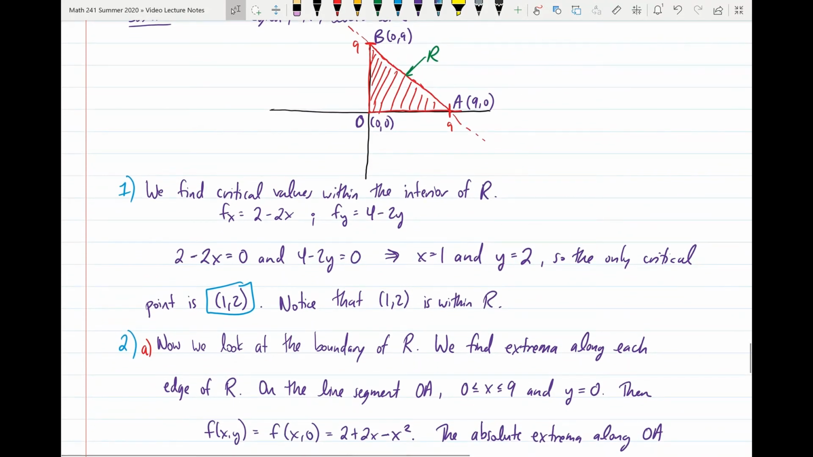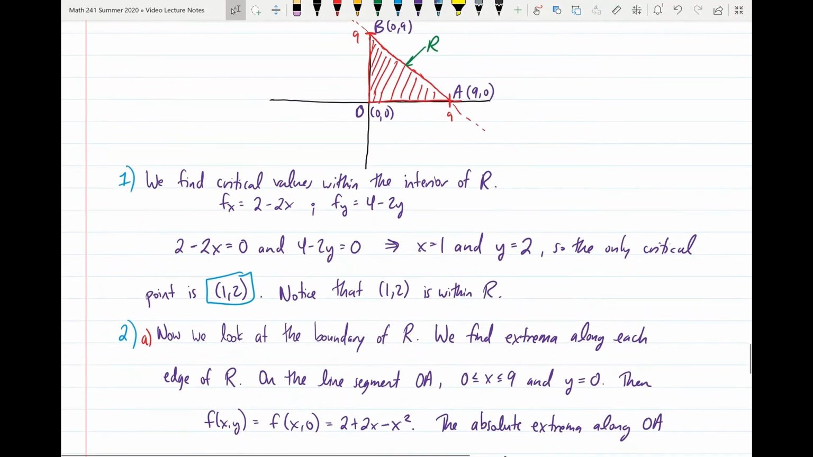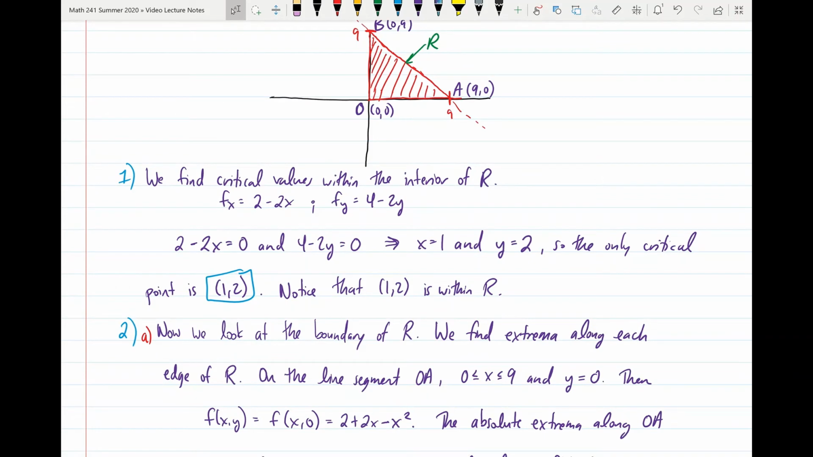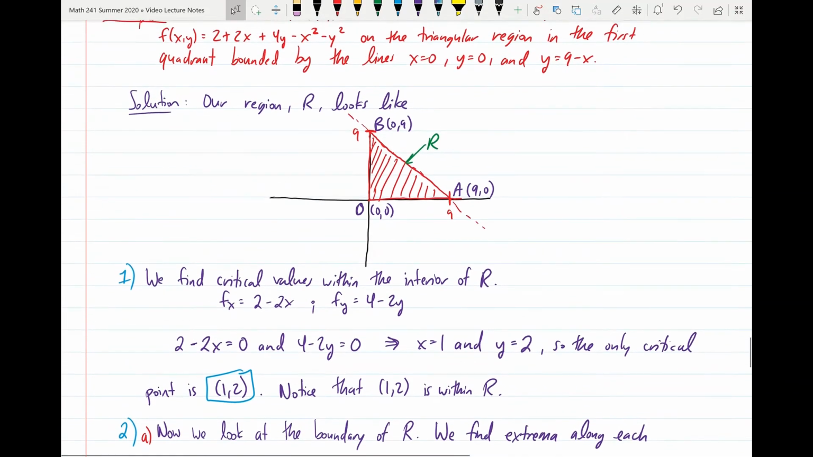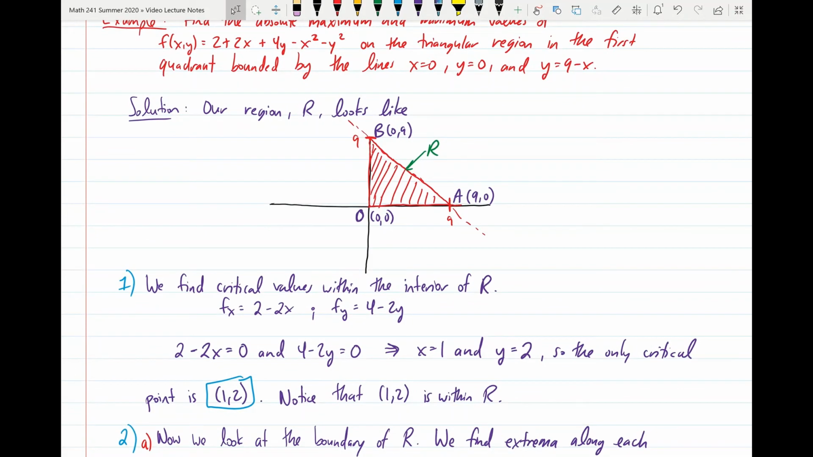Again, the first step is to find all of the critical values within the interior of the region R. This ends up being, I think, the easiest of the steps. We're just going to apply the methods that we've developed in previous parts of this video. We take the partial derivative with respect to x, and we get 2 minus 2x, and the partial derivative with respect to y, which is 4 minus 2y. Again, you can pause the video and make sure that that's correct and makes sense.